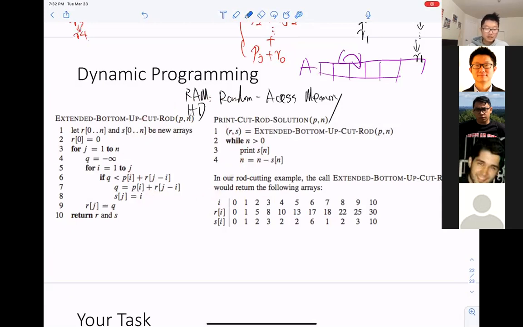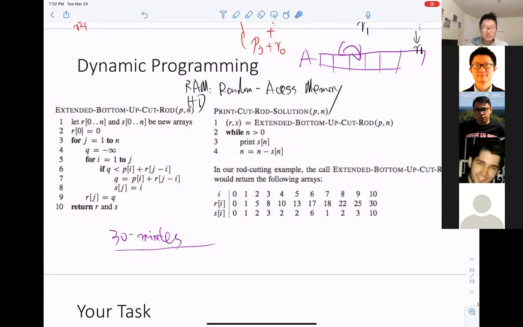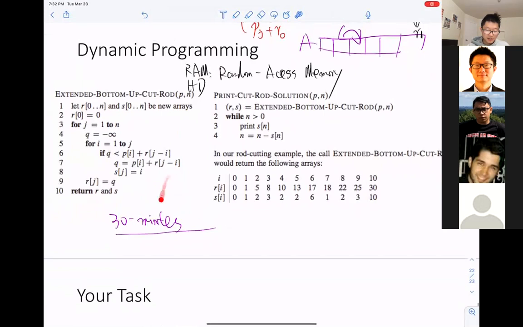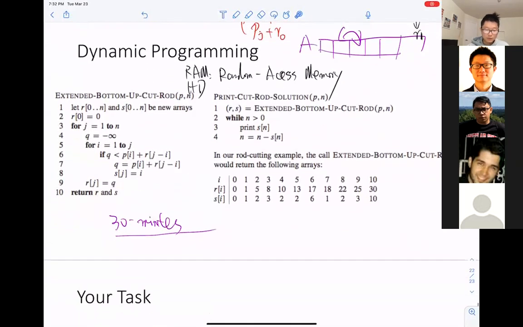I guarantee you that it's just 30 minutes of work. If you want to earn 20% more extra credit, just spend 30 minutes more on your homework 7. Homework 7 or 6, I don't remember. Yeah, homework 6. So this is pretty much what I want to discuss today.